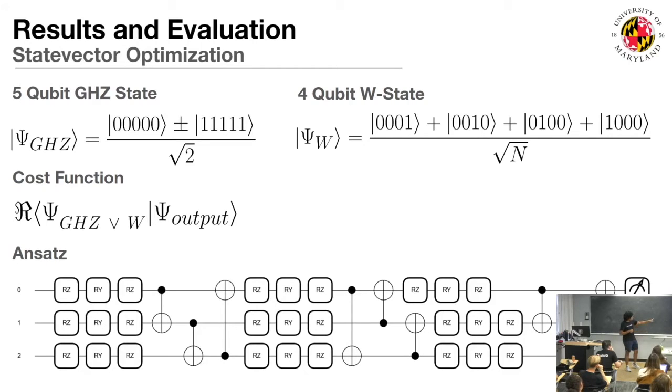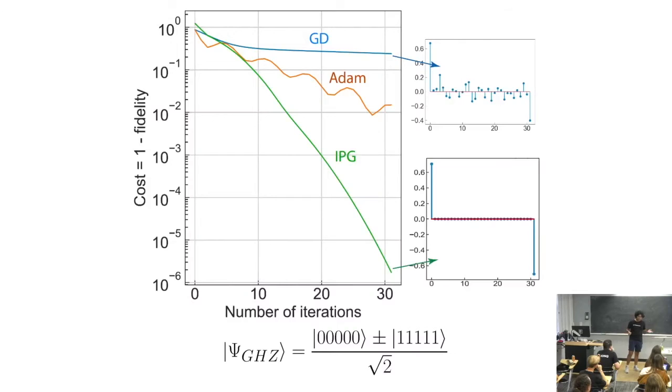So we're changing these rotation angles over here to try to get this circuit to output these results over here. And so the cost function we use is just the real part of the inner product between the output of this quantum circuit and the exact state, which is this over here. And so those are the states we're trying to achieve. That's the cost function, and that's the ansatz. And so the results for this are as follows.